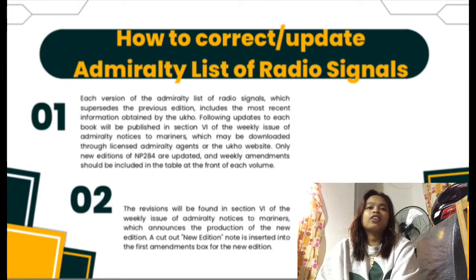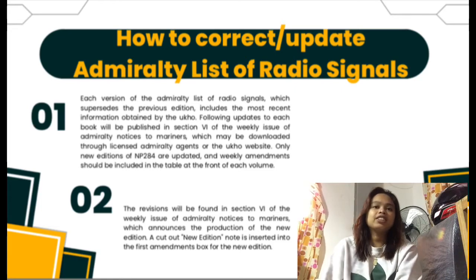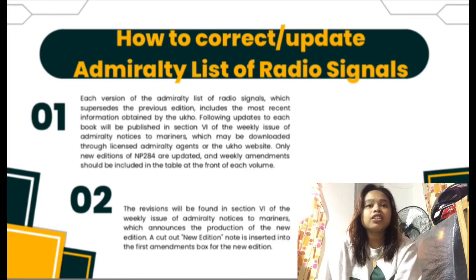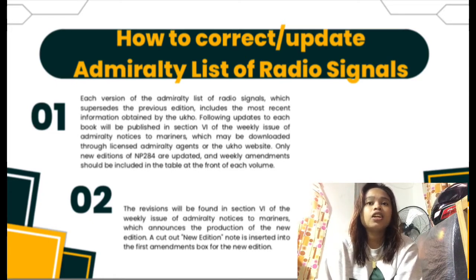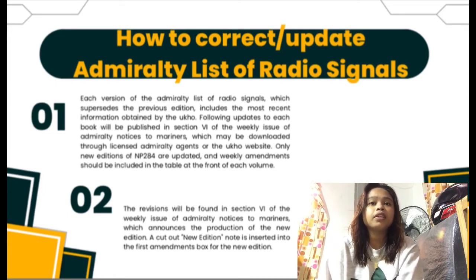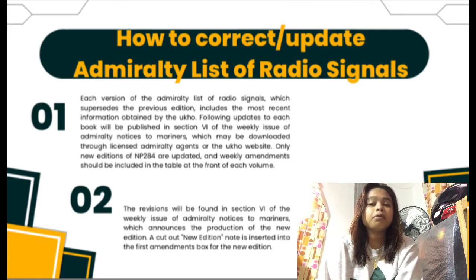How to correct or update Admiralty List of Radio Signals. First, each version of the Admiralty List of Radio Signals which supersedes the previous edition includes the most recent information obtained by the UKHO. Following updates to each book will be published in Section 6 of the weekly issue of Admiralty Notices to Mariners, which may be downloaded through licensed Admiralty agents or the UKHO website.